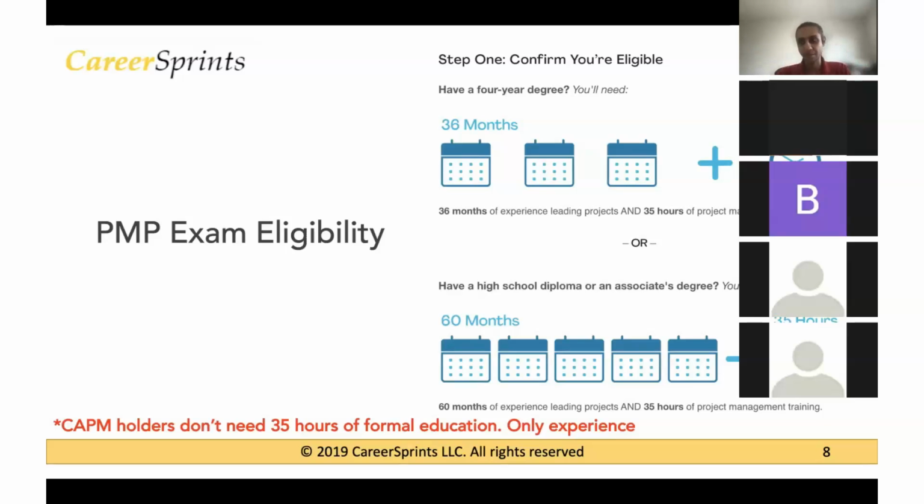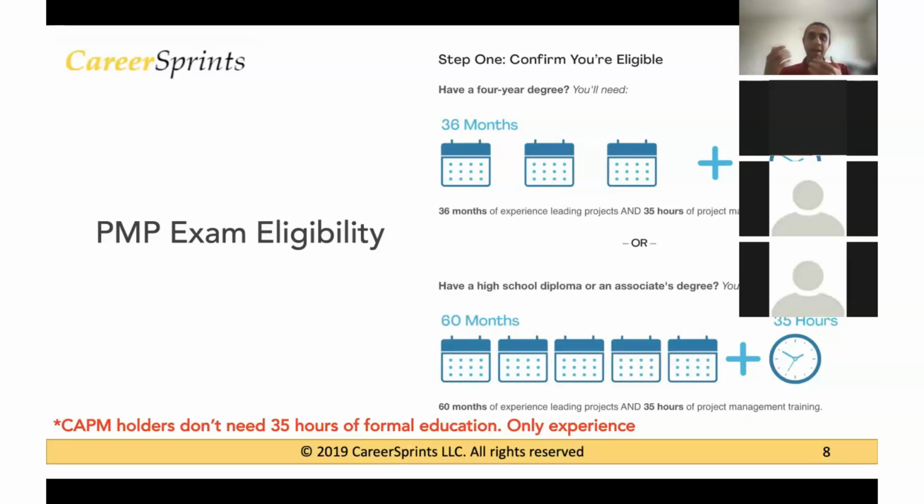When you prepared for your CAPM, you probably already got that 35 hours of education, but you do need to show your experience. So if you got a CAPM a couple of years back, and now you're considering upgrading to a PMP, you still need to show that you have the required amount of work experience. The education is not necessary, but the experience is necessary. So you should work towards getting your work experience.